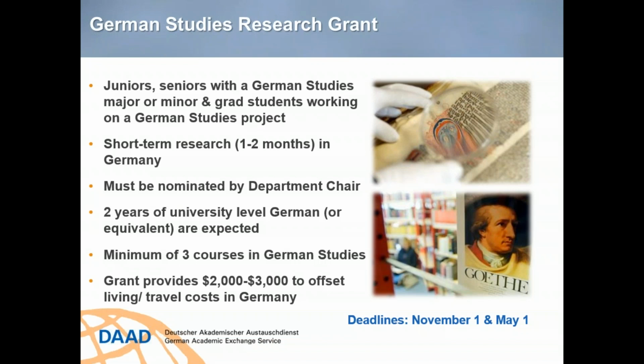Grant amount is prorated and provides $2,000 to $3,000 US to offset living and travel costs in Germany. The deadlines are November 1st and May 1st.